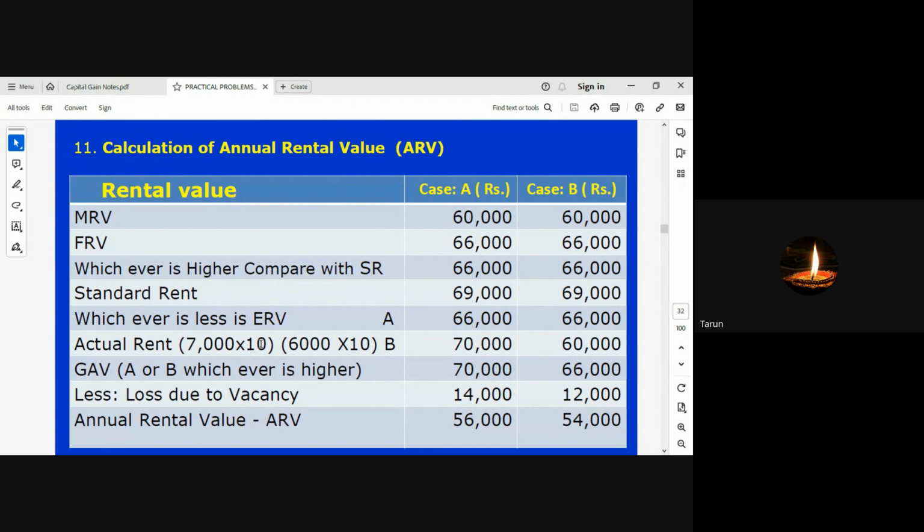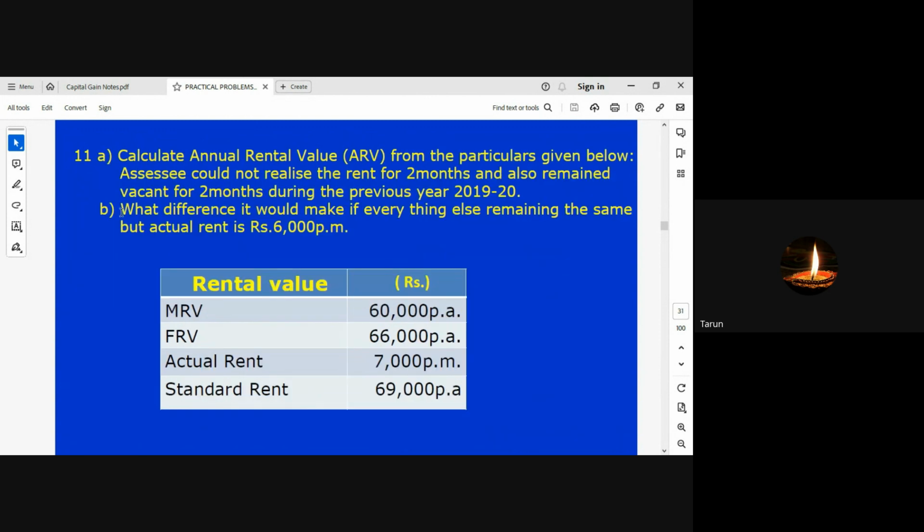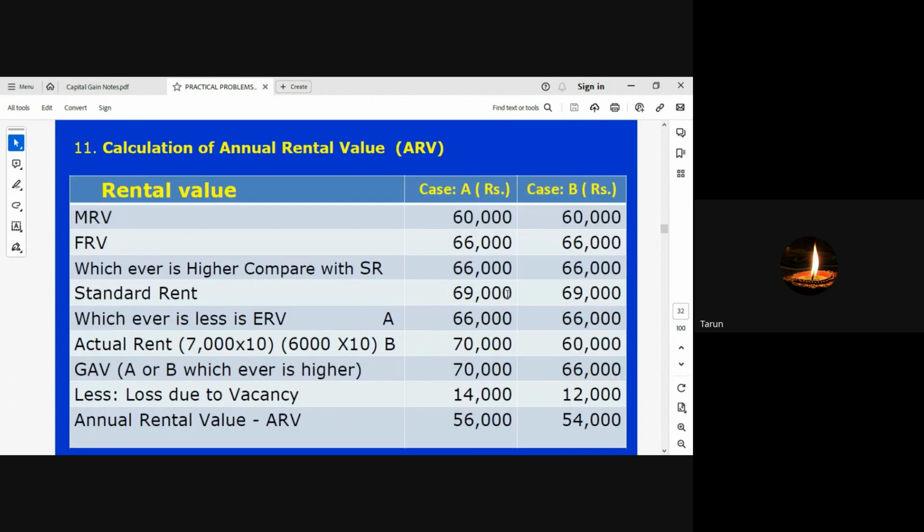So 7,000 into 10, that is 70,000. And in case B, 6,000 into 10, that is 60,000. As you can see, see what difference it would make if everything else remains the same but the actual rent is 6,000. In case A, the actual rent is 7,000, but in case B, the actual rent is 6,000. See, in case B, 6,000 into 10, that is 60,000. Everything remains the same.